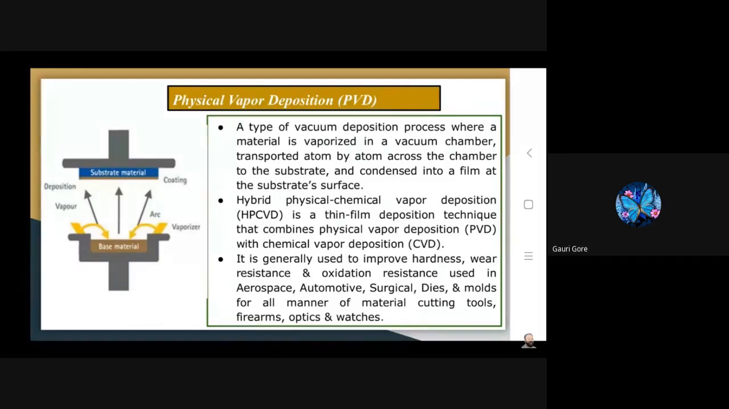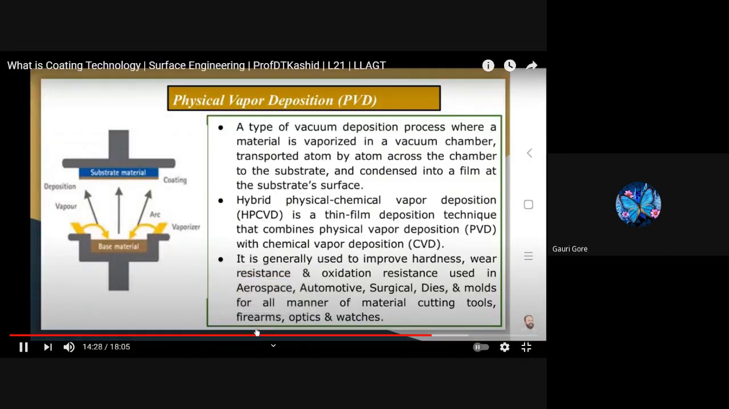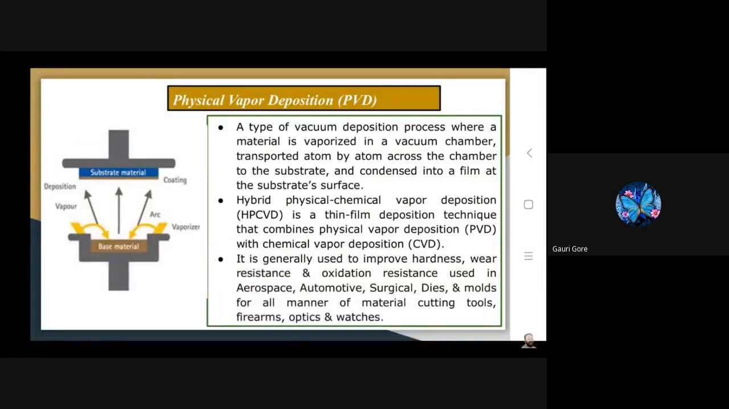Hybrid physical chemical vapor deposition is a thin film deposition technique that combines PVD and CVD. It is generally used to improve hardness, wear resistance and oxidation resistance, and is used in aerospace, automobile, surgical dies and molds, all manner of metal cutting tools, firearms, optics and watches.